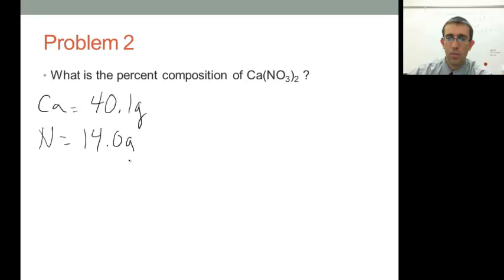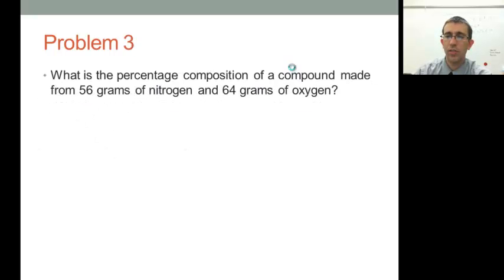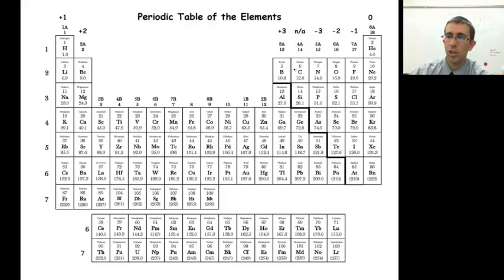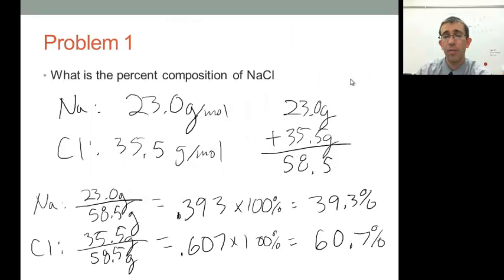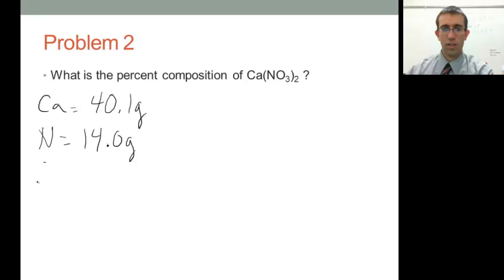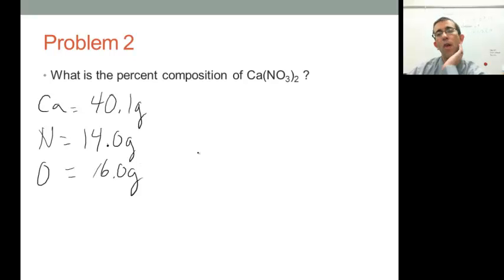So we get 14.0 grams. And then lastly, oxygen. If you flip back here, oxygen is 16.0 grams. So here we go. Oxygen is equal to 16.0 grams. Now, in this compound here, calcium, there's one of them, so it stays.